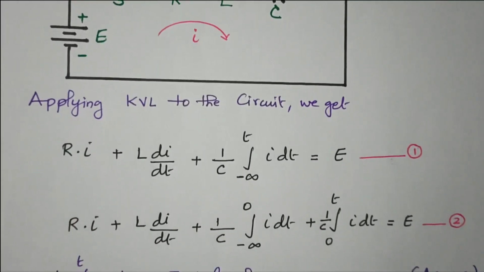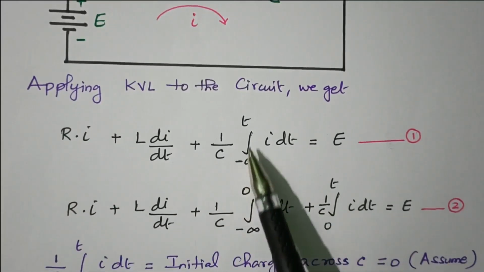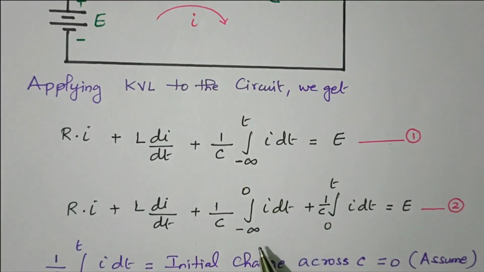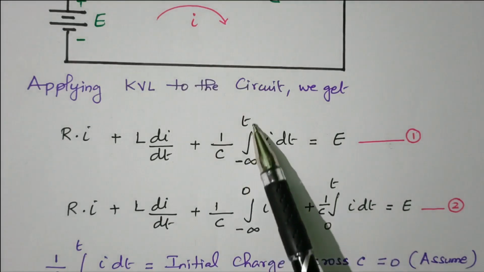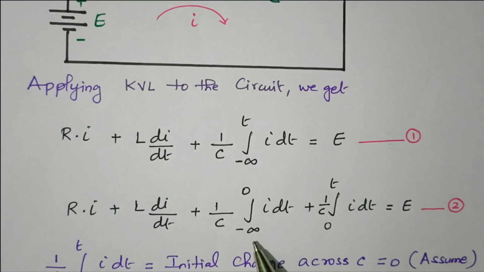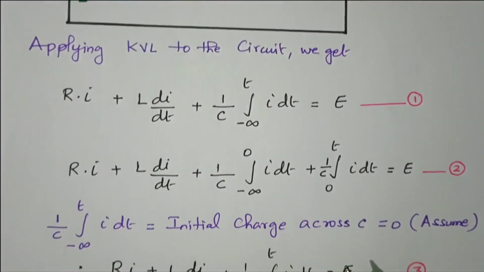Now we'll split the limit of minus infinity to t. We are going to split into minus infinity to 0 and 0 to t. So this is the initial condition before switching. 0 to t means after switching, right? So this is the normal minus infinity to t. While splitting into minus infinity to 0, this is called the initial condition, or before switching the circuit. 0 to t is immediately after closing the circuit, after closing the switch, right?